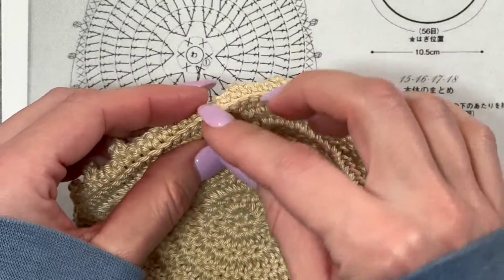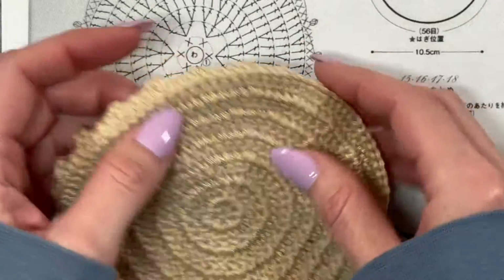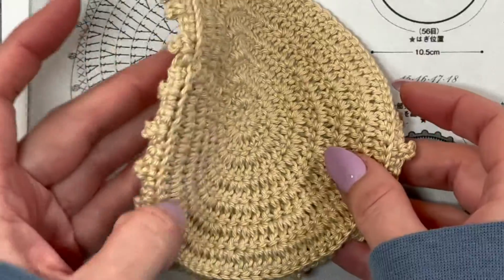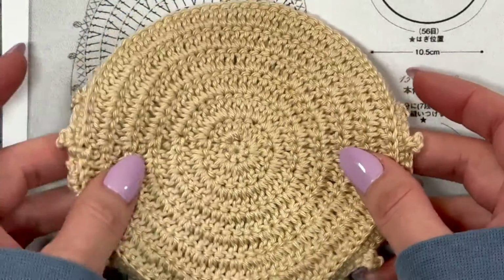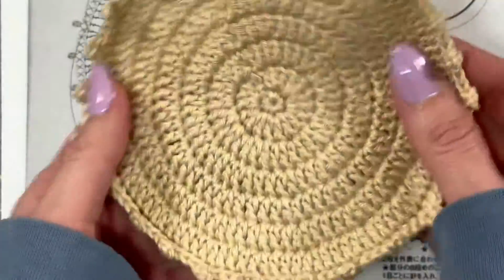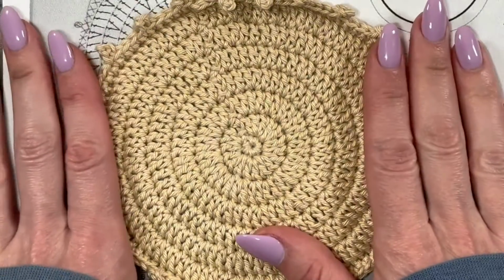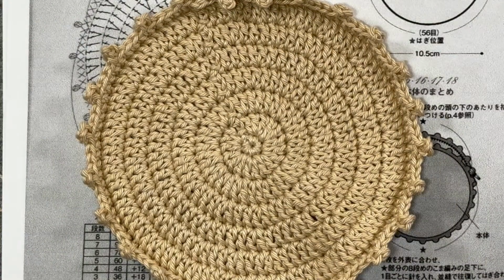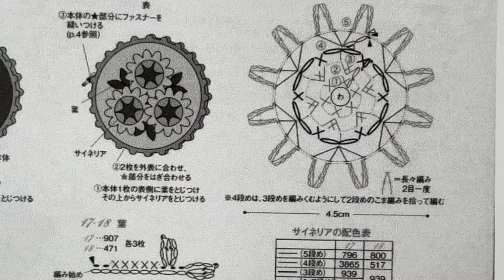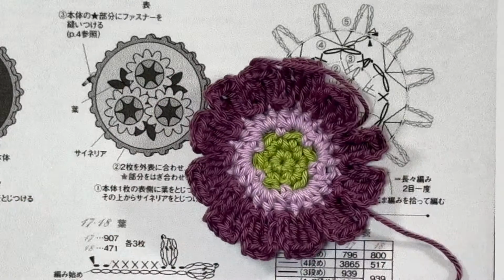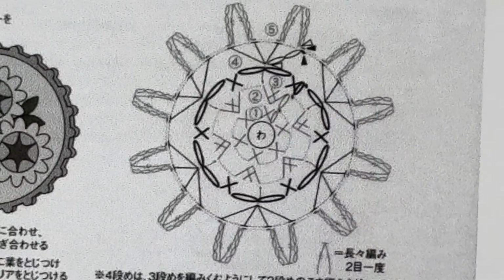It doesn't say to do this, but I did the whole thing in the front loop because I want to be able to attach these 2 pieces together when it's done. So when you're done with your second half, just make sure you have a long tail so that you can sew it together. Now there's also a flower in this motif. So here is the flower. Here is the flower chart.